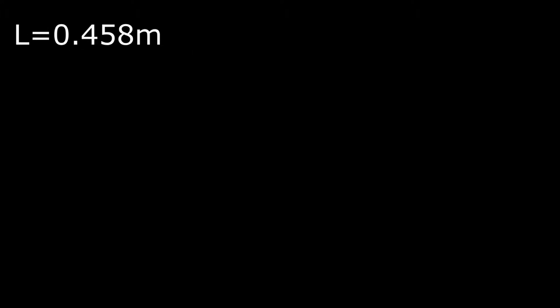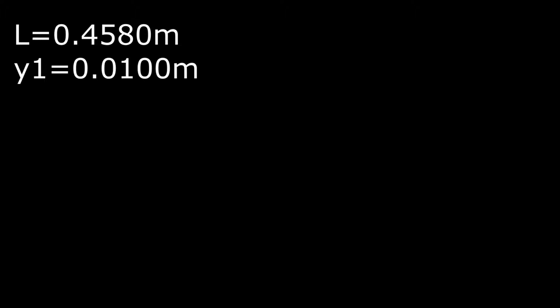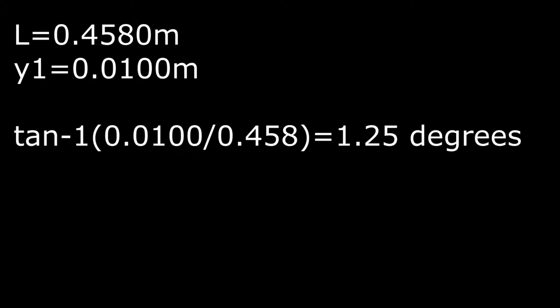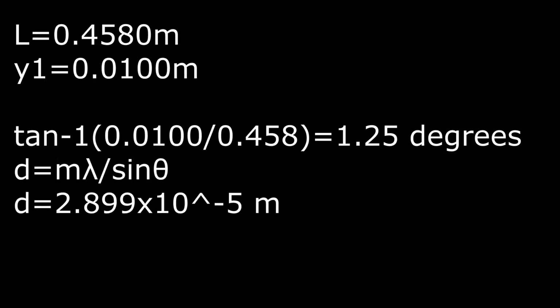And for bit spacing, it was the same equations, except we had to change the distance a little bit. So L we changed to 0.458 meters, and y1 was measured to be 0.01 meters, and we plugged that into the tan inverse equation and got 1.25 degrees, and then plugged that into the d is equal to m lambda over sine theta equation and got 2.899 times 10 to the minus 5 meters.